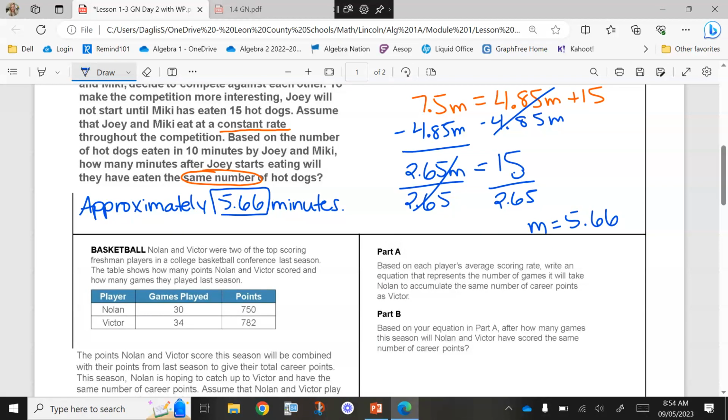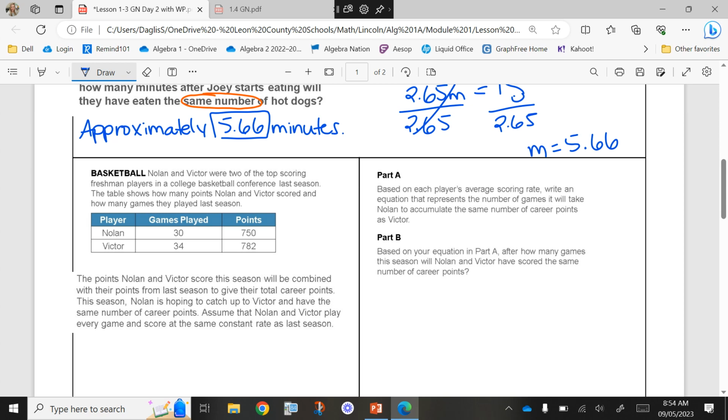Okay. Moving on to basketball. Here we go. Nolan and Victor were two of the top scoring freshman players in a college basketball conference last season. The table shows how many points Nolan and Victor scored and how many games they played last season. The points Nolan and Victor scored this season will be combined with their points from last season to give them their total career points. This season, Nolan is hoping to catch up to Victor and have the same number of career points. Assume that Nolan and Victor play every game and score at the same constant rate as last season.